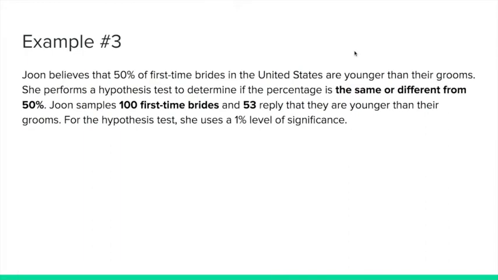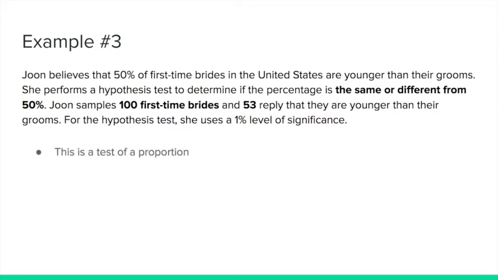All right, so in example number 3, we have June, who believes that 50% of first-time brides in the United States are younger than their grooms. So she performs a hypothesis test to determine if the percentage is the same or different from 50%. She samples 100 brides, and 53 reply that they are younger than their grooms. She uses a 1% level of significance this time.